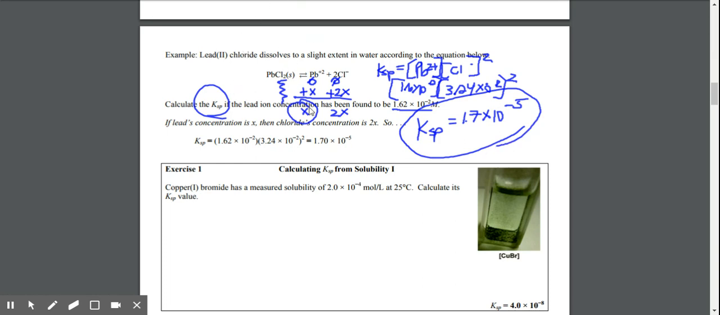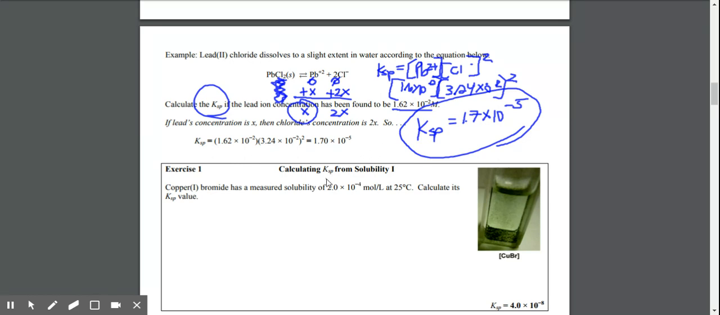So you see how this is no different from what we've been working with before. You set up your rice chart. This solid will always not be in the equation, so we don't have to worry about it. These will initially be 0. You have x, you have 2x, just like we've done before, and it's giving you the piece of information that tells you the equilibrium value of Pb2 plus. So now that I know what x is, I plug in x there, and I solve for my Ksp.